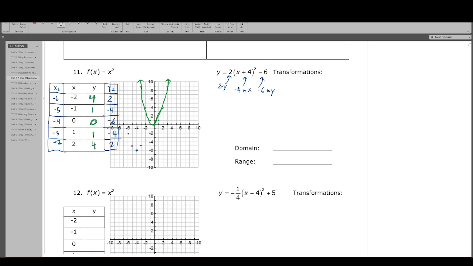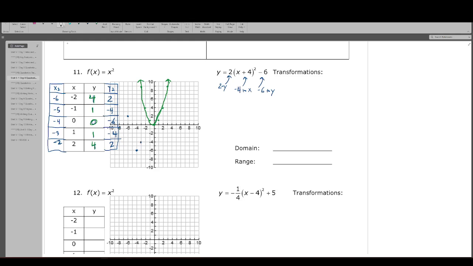Oh, no, this is opening twice as fast, so it's narrower. Okay, I was like, that's weird. So negative 6, positive 2. So I did this one wrong. This was negative, this was at 4. Yes. Let me fix. That's why OneNote has erasers.